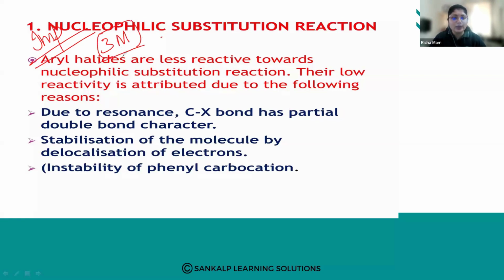So you have to explain this with the structure. Now for example, the first one, due to resonance. You have to explain why, due to resonance, and you have to write the resonance structures. Then stabilization by the delocalization of electron. That is the difference in the hybridization of carbon in the C-X bond. Then instability of phenyl carbocation. So you have to explain this point.